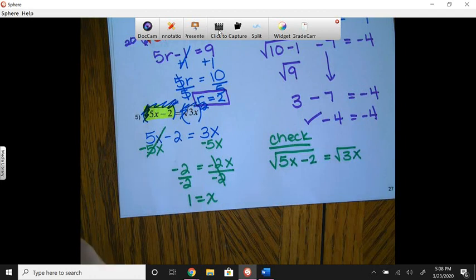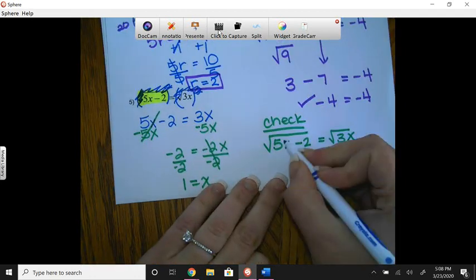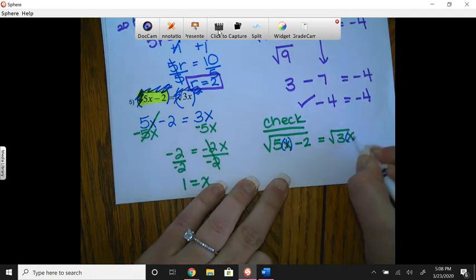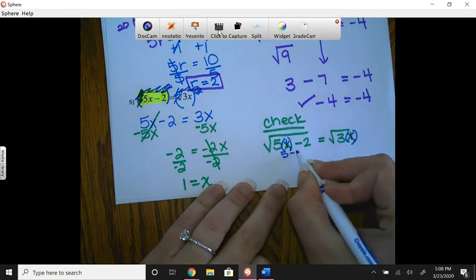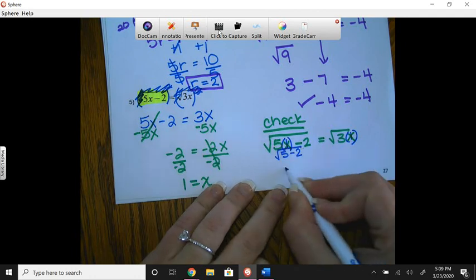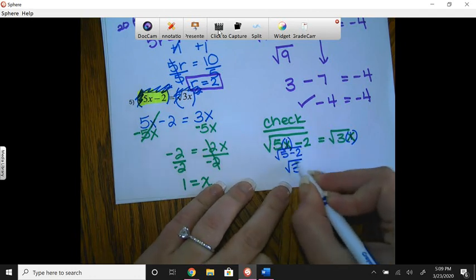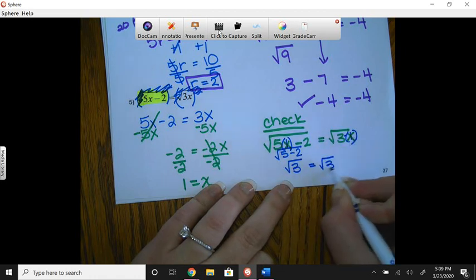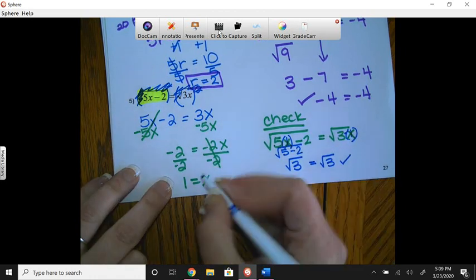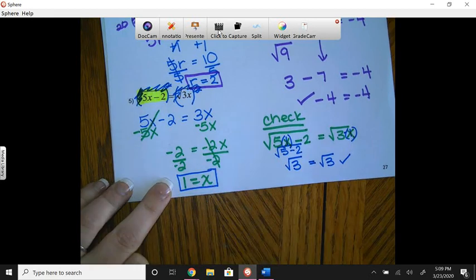So we're going to go ahead and plug in a 1 for all the x's. We would have 5 times 1 is 5. 5 minus 2 is 3. So we'd get square root of 3 on the left side. And then 3 times 1 is 3. So because we get the same thing on both sides, we know this is our correct answer.